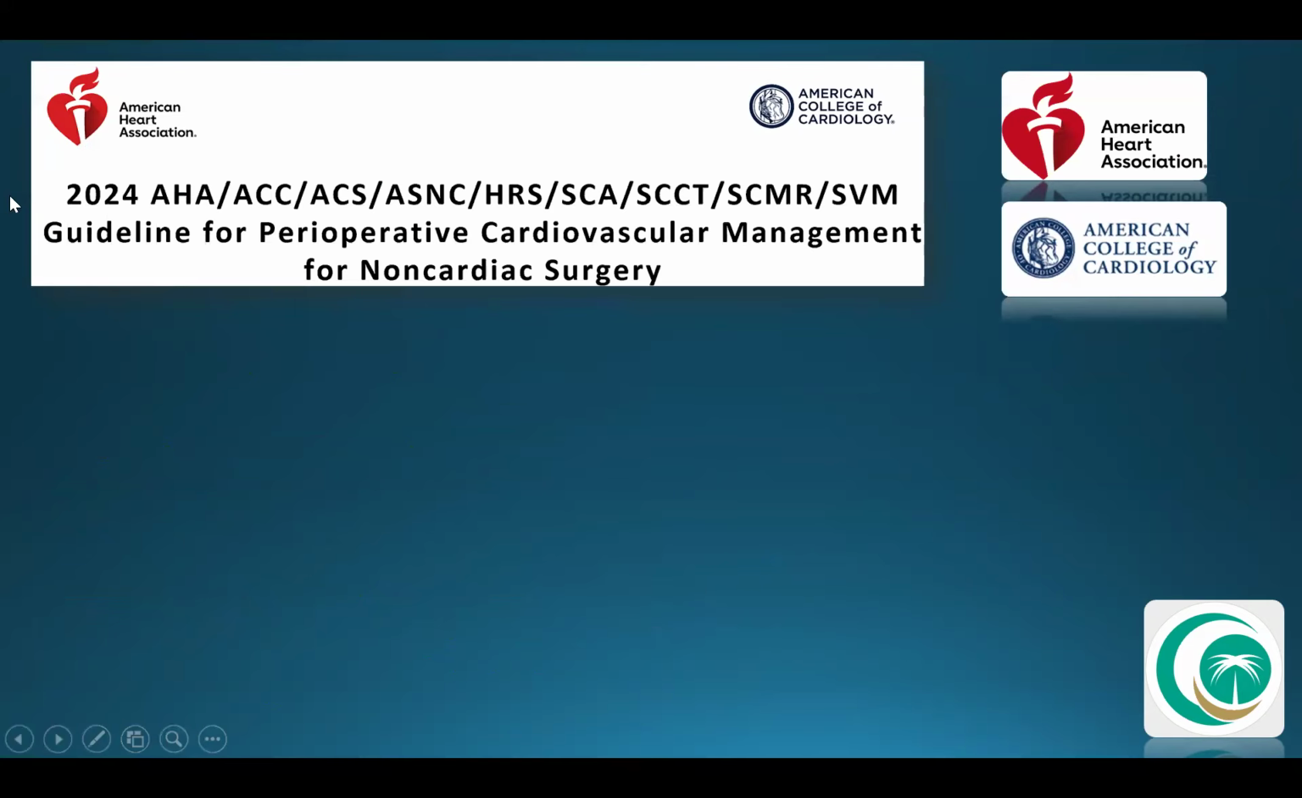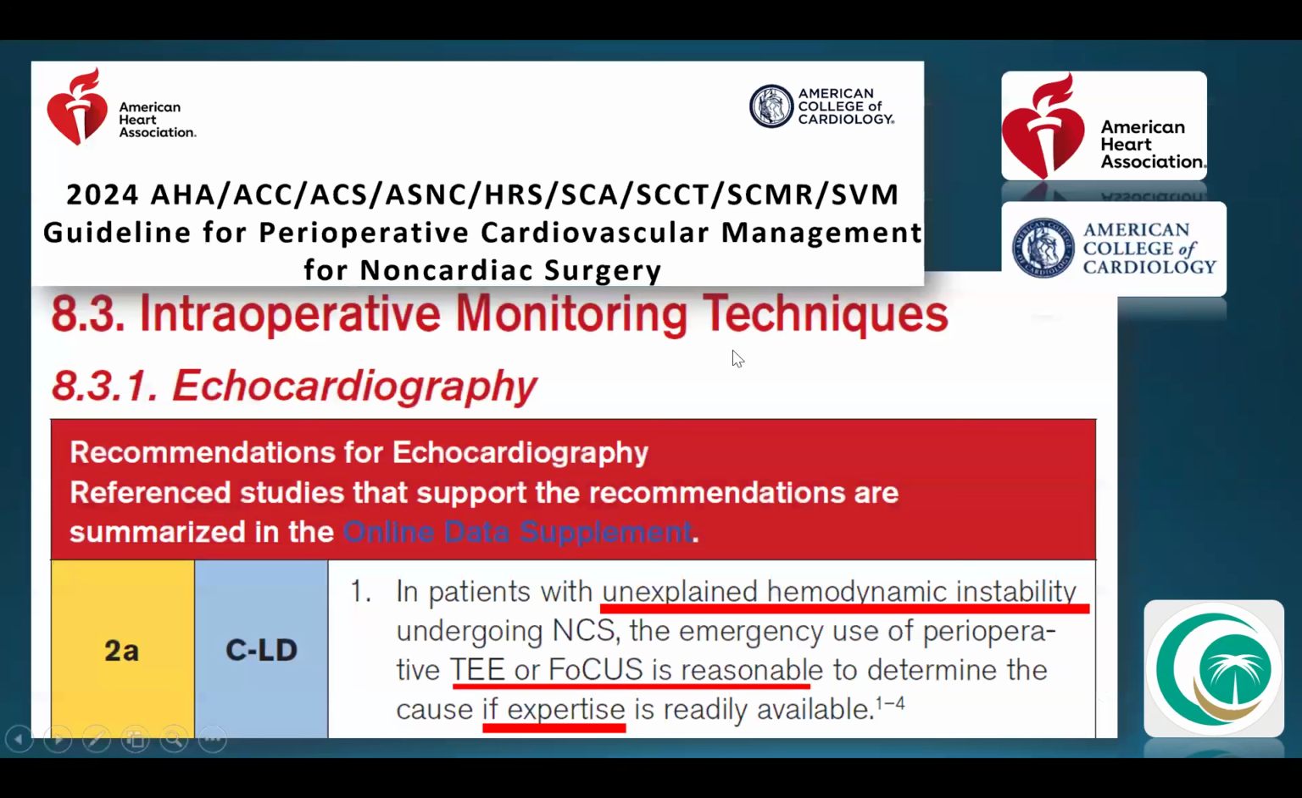Revising the American Heart Association guidelines of September 2024 for perioperative cardiovascular management for non-cardiac surgery: in the intraoperative monitoring techniques, for echocardiography, they give a level 2A recommendation. If we have unexplained hemodynamic instability, TEE or focused echo is reasonable to use if the expertise is available. Note that 2A, a class of recommendation, is a very strong class of recommendation.